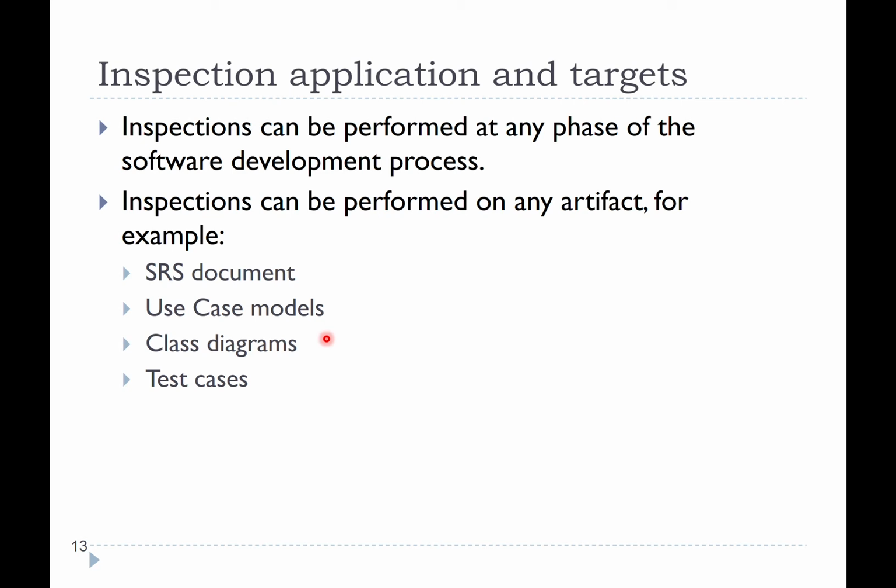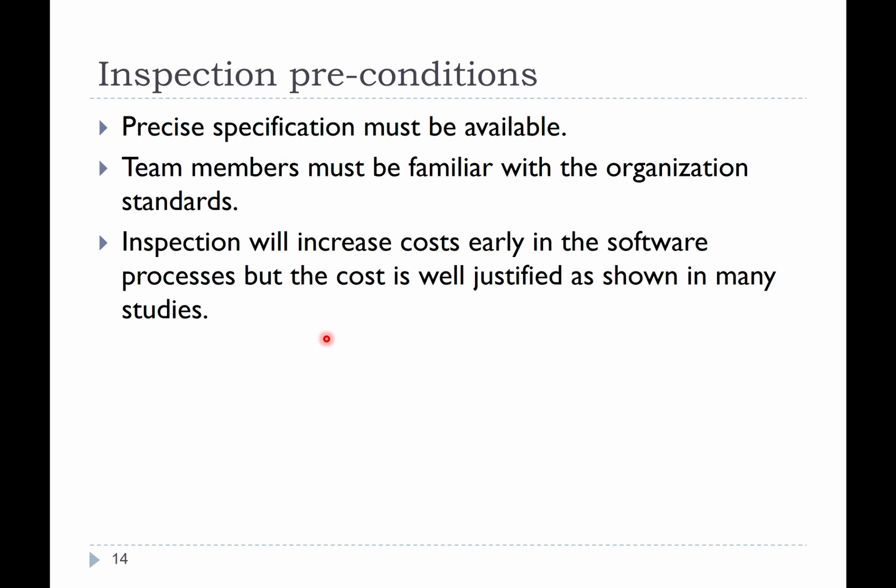I can create an inspection list for it, create a checklist for it, and then I do an inspection on it to make sure that it's not violating the items that are listed in the checklist. Before I do an inspection, I have some preconditions, certain things that have to be true before I can go ahead and do the inspection.